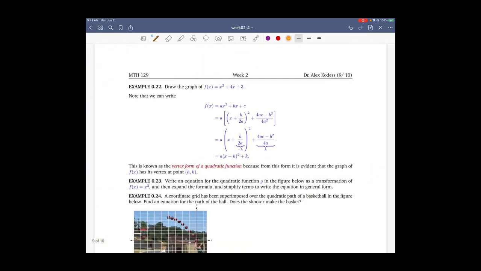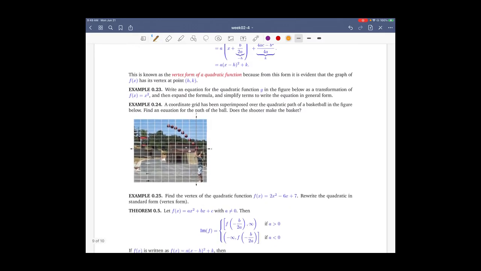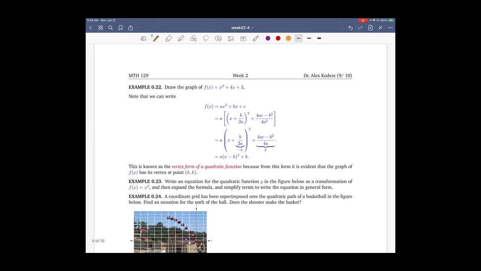All right, let's look at an example. Draw the graph of the function x squared plus 4x plus 3. It's a quadratic function, and its graph is a parabola. A parabola is uniquely determined by any 3 points not lying on the same line. Any 3 points that are not collinear.